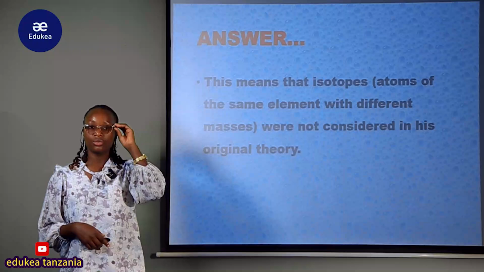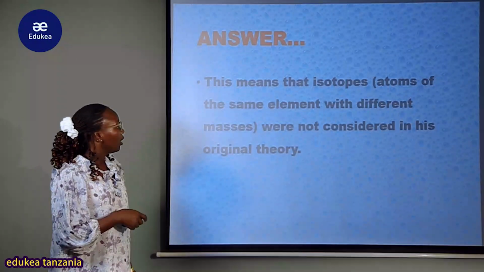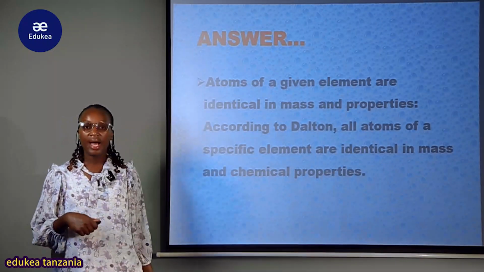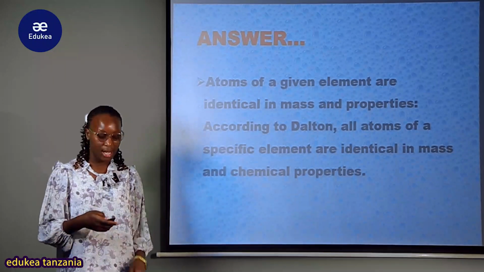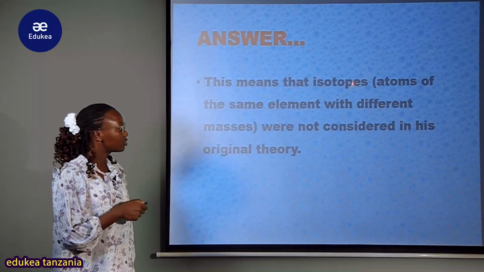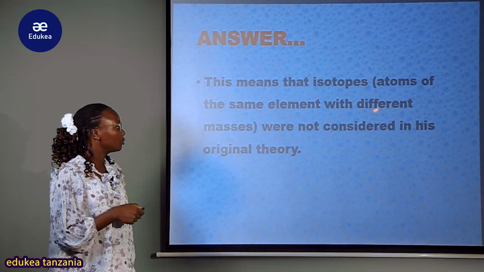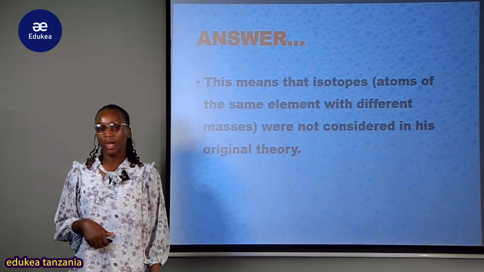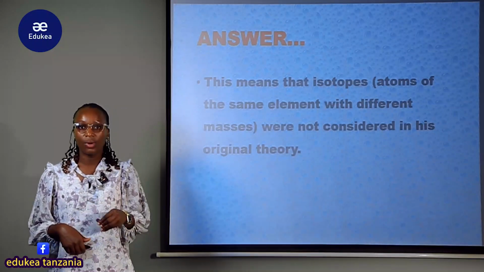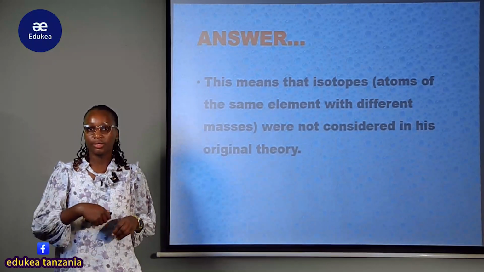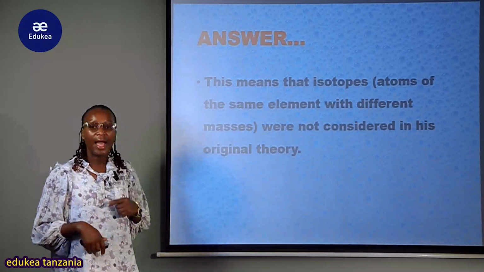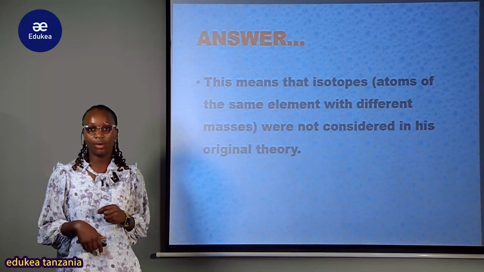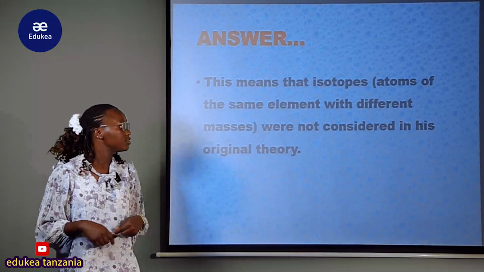Another assumption according to this Dalton is, okay, let us explain this assumption ambayo alisema kwamba atom of element inakuwa na identical mass na chemical properties. This means that isotopes, atoms of the same element with different masses, were not considered in his original theory. Ndio hiyo nimekuambia kuna hizo assumption ambazo ni new one, modern one compared to this. Kwamba yeye amesema kwamba atom of each element inakuwa na the same mass but also inakuwa na the same chemical properties, which is not true kwa sababu tuna isotope.